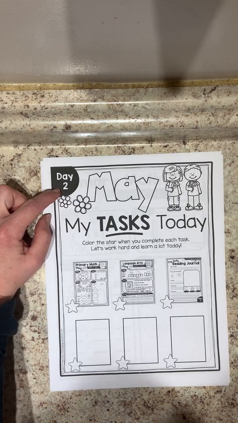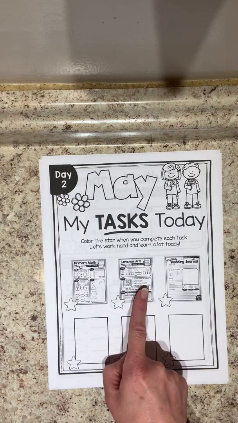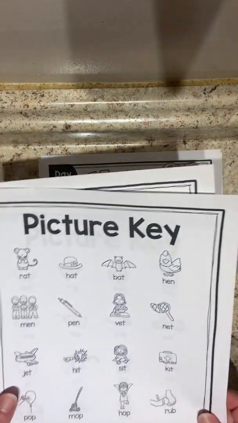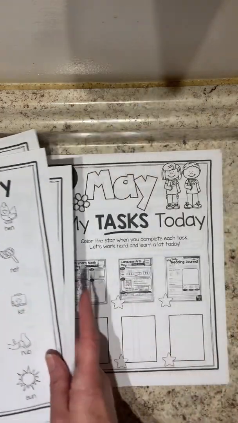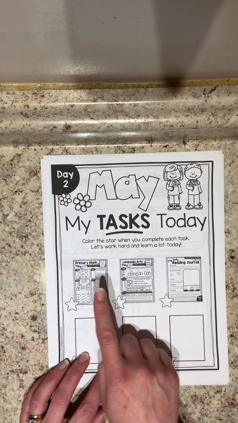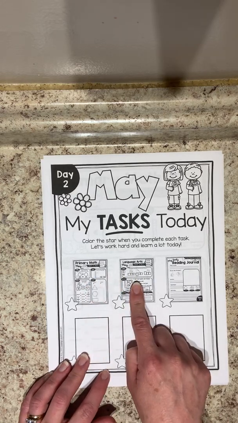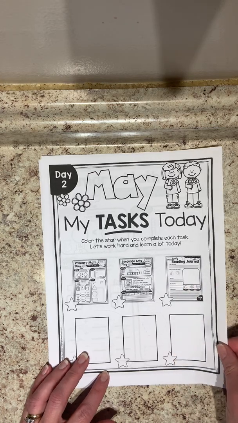I'm going to work with you today on your day 2 worksheets. You should have your worksheets ready to go for day 2. We have a math and a language arts worksheet that we're going to do today. I also have my picture key ready so that I can use these pictures for the words when I'm on the writing page. We are going to start with math and then do language arts, and you can choose to do your reading journal when you're doing your reading today.